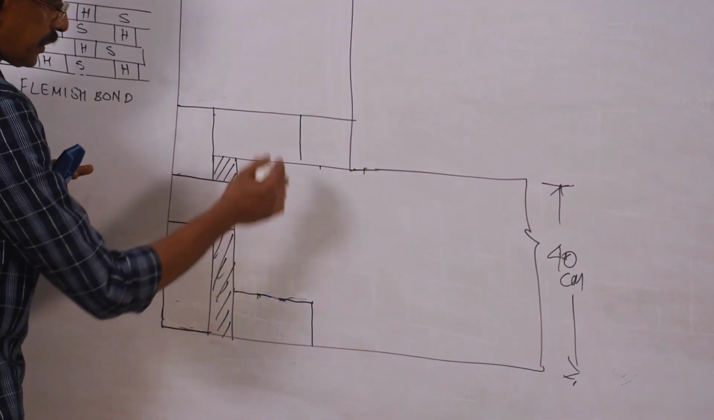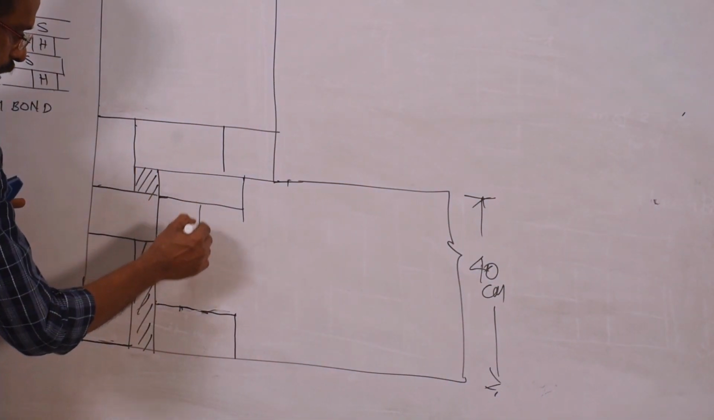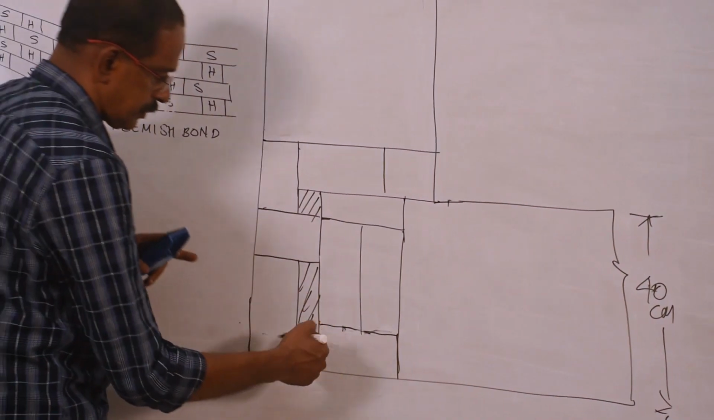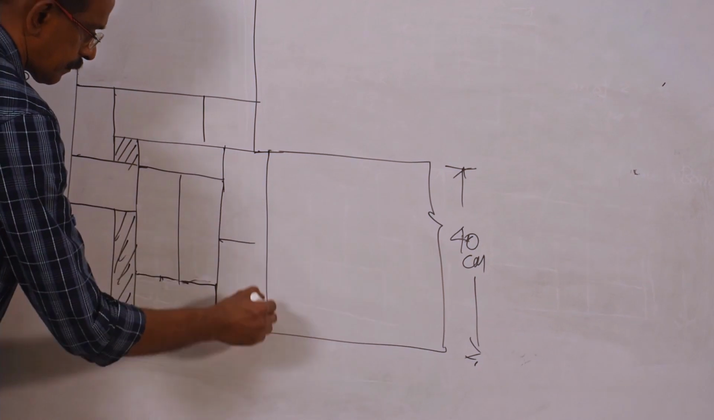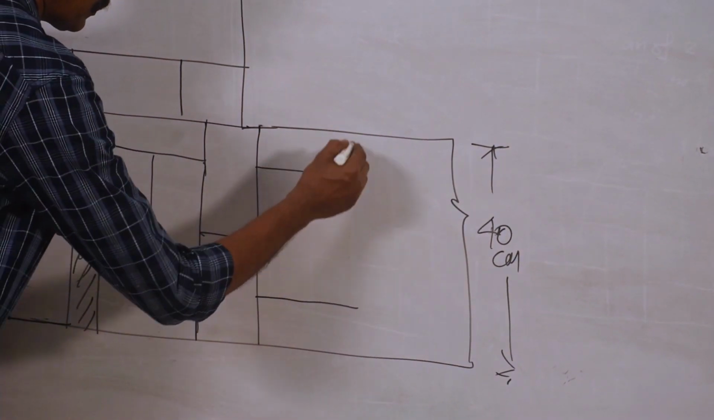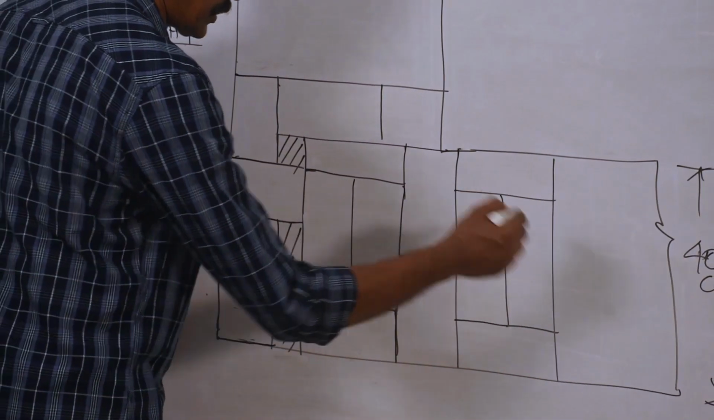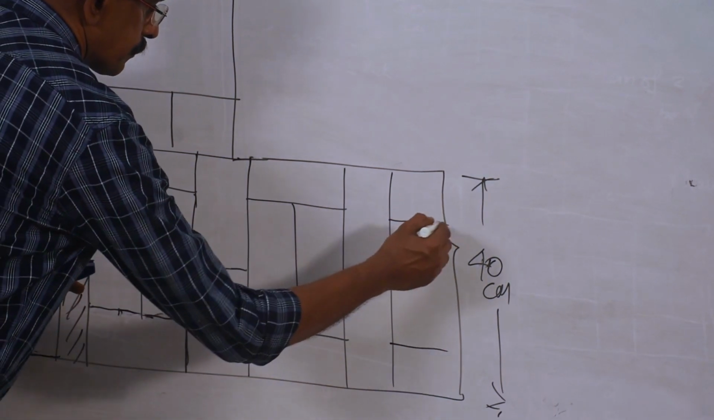Now how to make it 40 here? You keep 2 bricks in this direction and 2 bricks in this direction. Next should be header, structure. Next should be header. Next should be structure. So 2 bricks in the horizontal direction, 2 bricks in the vertical direction. Next is header. Next is structure.